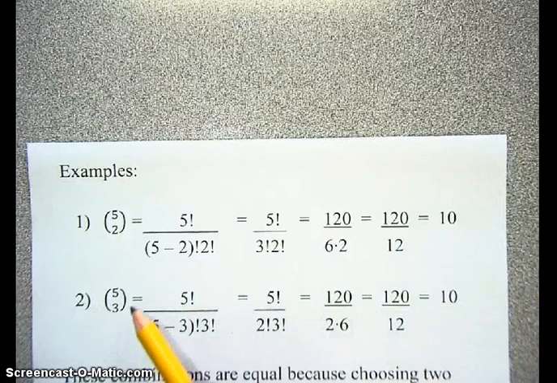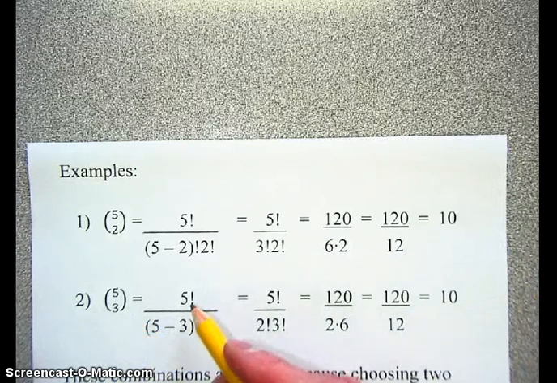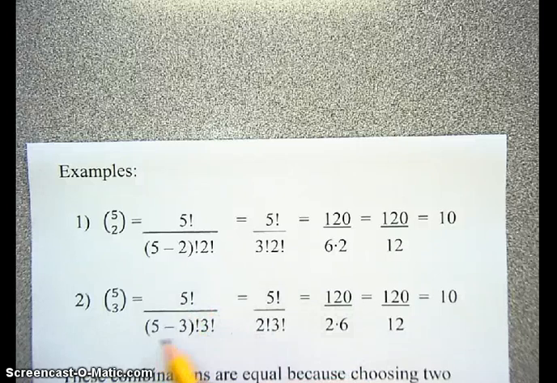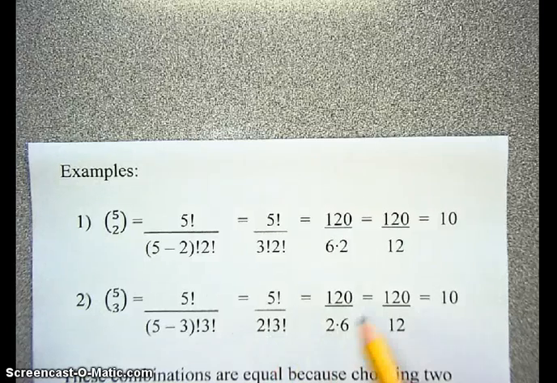Now if you do 5 choose 3, you'll have 5 factorial over 5 minus 3 factorial times 3 factorial. But 5 minus 3 factorial is 2 factorial. And you'll see that this denominator matches that one. It's just the order of the factorials reversed. But that makes no difference when you're multiplying what order they come in. So this works out to be the same as that.